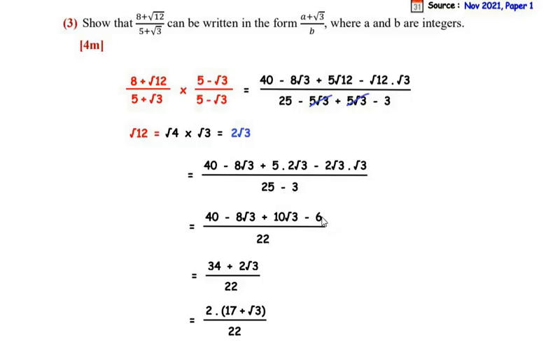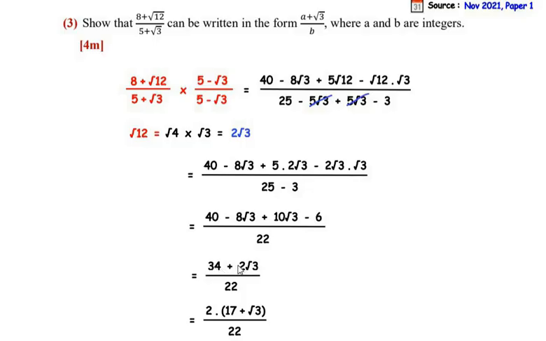Now 40 minus 6 gives us 34, and minus 8 root 3 plus 10 root 3, they both are like terms. So 10 minus 8 gives us plus 2 times root 3 divided by 22. Now we should get the answer in the form a plus square root of 3 divided by b. But here we have 2 along with square root of 3. So we are going to factorize the numerator.